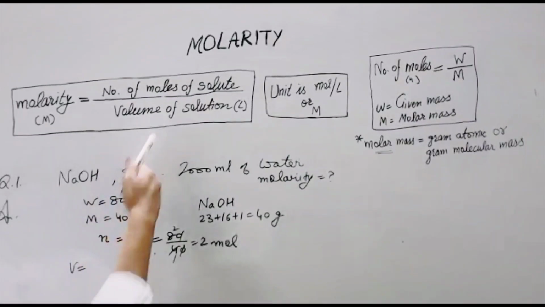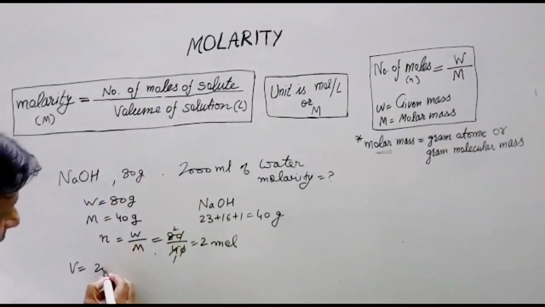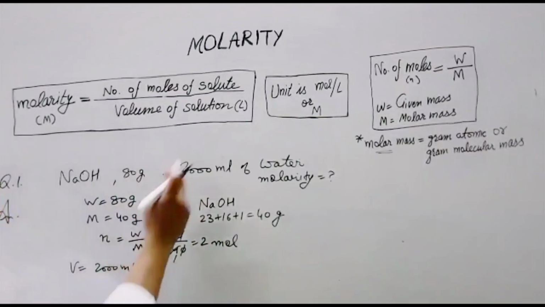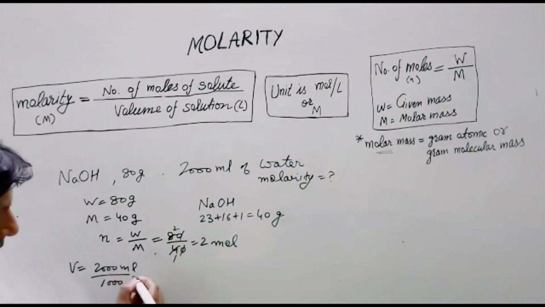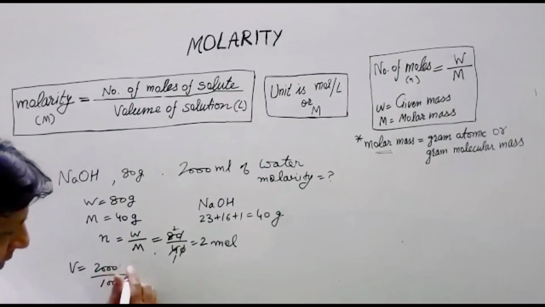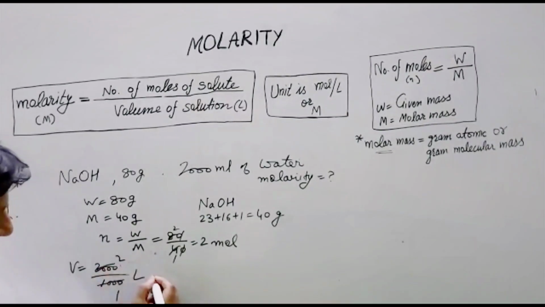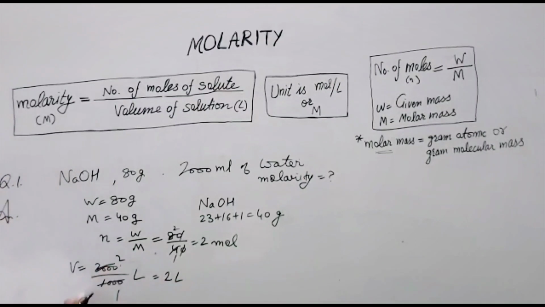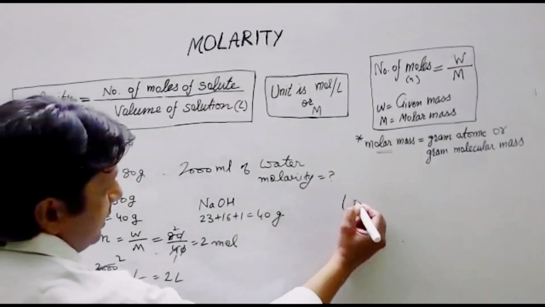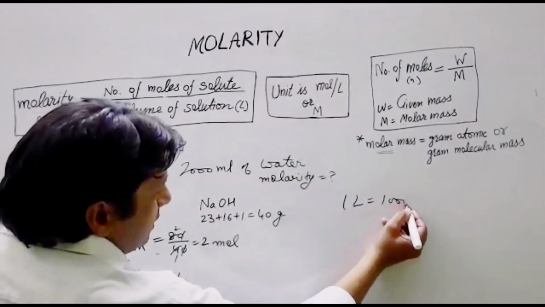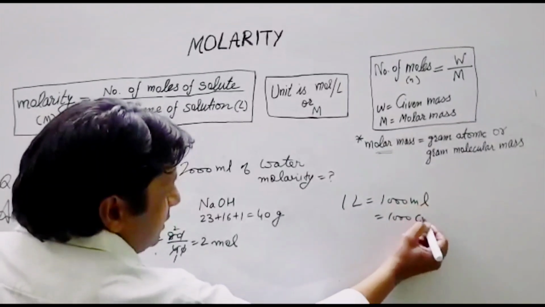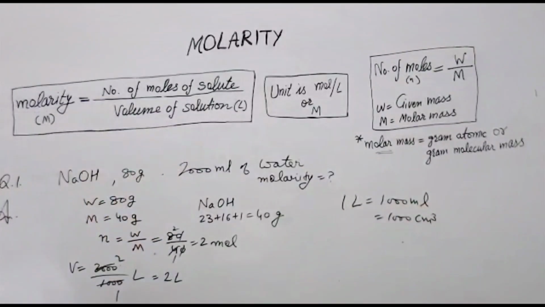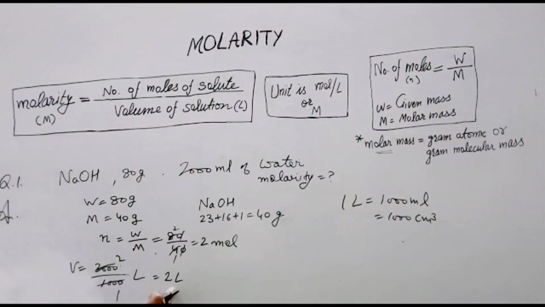What is the volume? Volume is 2000 milliliter, but it should be in liter. Therefore, we will divide it by 1000 to find its volume in liter. 2 liter is the volume. 1 liter is actually 1000 milliliter, or we can say 1000 cubic centimeter. Now the volume has come in liter, 2 liter.